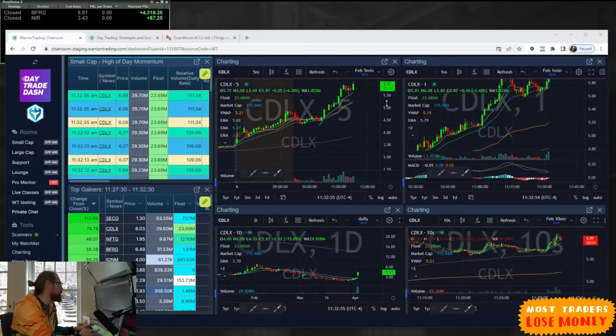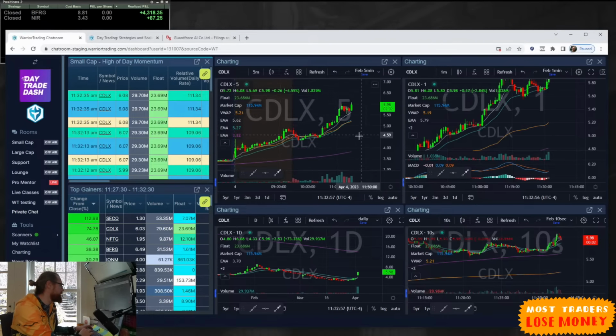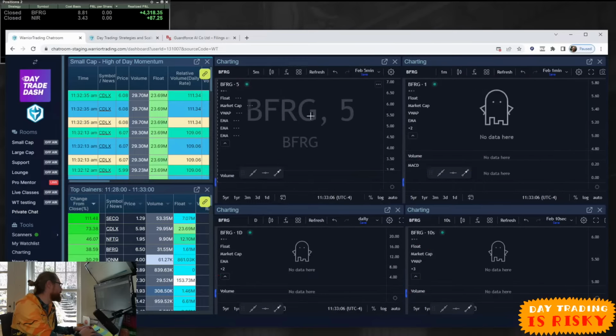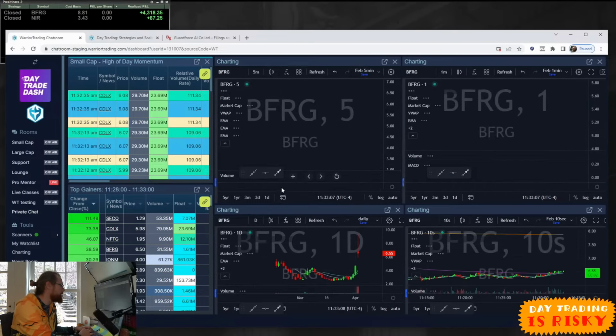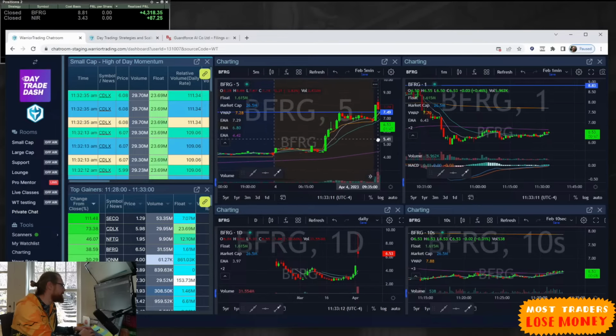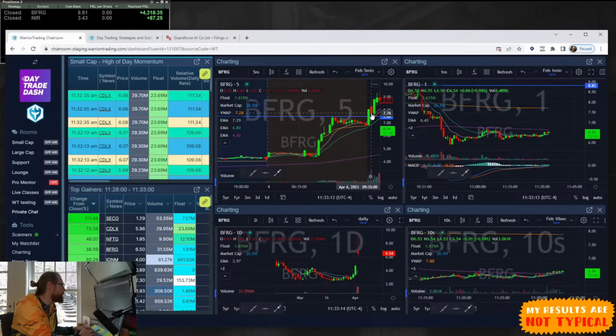This is CDLX today. So the range is from 4.50 up to 6. So you've got more than enough range there to scale if you wanted to. BFRG earlier this morning, this one presented some great opportunities. And you can see here we had this break of 7.50 that gave us a squeeze into a halt up to 8 and then a dip and a rip up to 9.